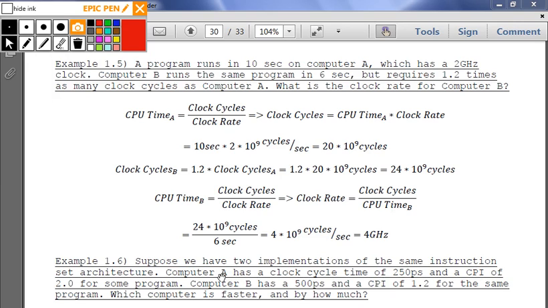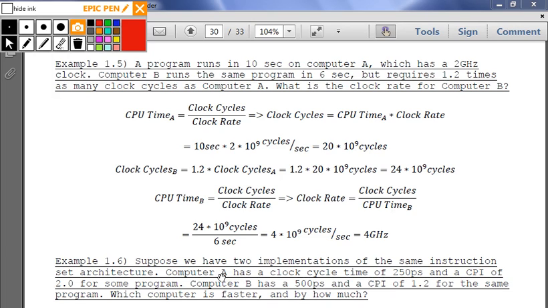So we have a 2 gigahertz clock for computer A. We know that computer A runs in 10 seconds. We know that computer B, which is a different architecture, runs the same program in only 6 seconds, but requires 1.2 times as many clock cycles, meaning that we have a faster clock. Let's say it required 100 clock cycles for computer A, that would require 120 for computer B. Does that make sense? Now we have to figure out what computer B's clock rate is.